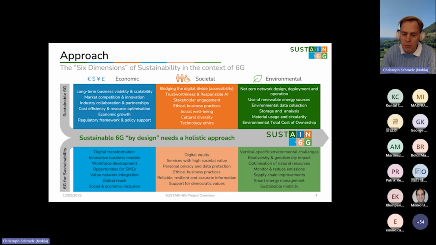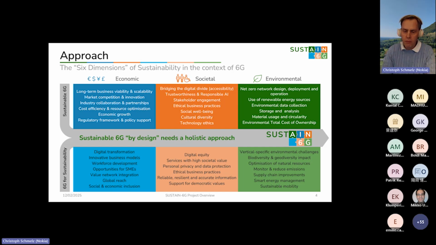Also in terms of accurate information or reliable information. And for sure, from the environmental side, it's the same thing. Looking at the large diversity of vertical sectors, each of them has its specific environmental challenges, whether this is the carbon dioxide emissions or greenhouse gas emissions, whether it's impact to biodiversity or geodiversity, but also smart energy management.